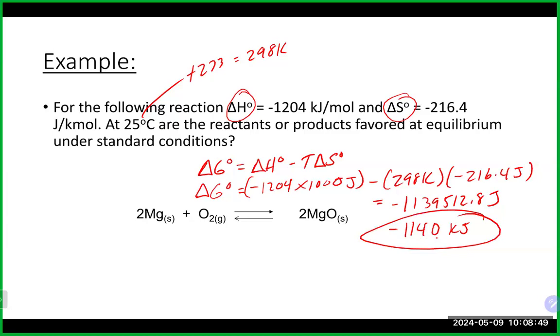This reaction should be spontaneous, right? As we did hit a negative delta G, which means we should expect this reaction to proceed in the forward direction towards our products, which means we should expect products there to be favored at equilibrium. Any questions on that one there?